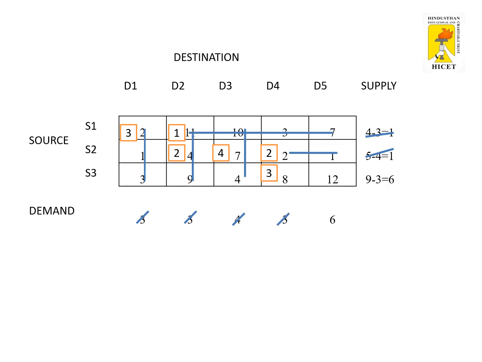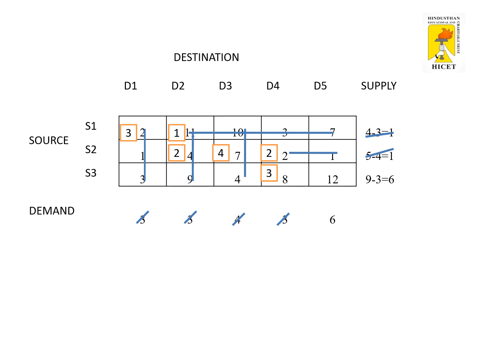From the remaining, the northwest corner cell is S3, D4. The minimum among the supply from source S3, which is 9, and demand for column D4, that is 3. So allocate the minimum, 3, to the cell S3, D4. The demand for the column D4 is completed, so cancel the column, and the remaining supply from S3 is 9 minus 3 equal to 6.